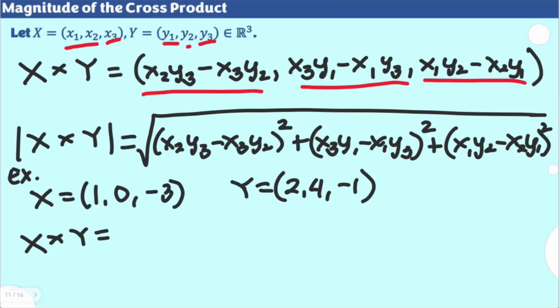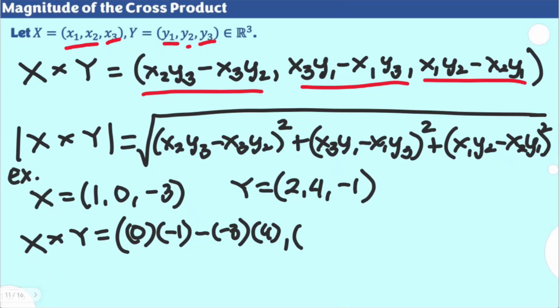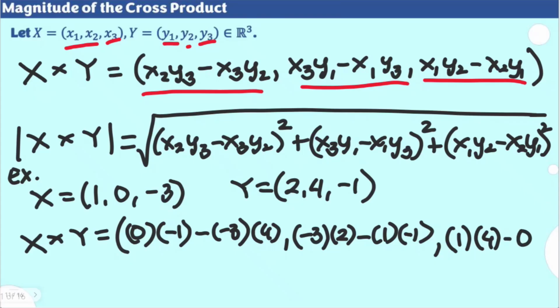For the first component, x sub 2 is 0, times y sub 3, which is negative 1, minus x sub 3, which is negative 3, times y sub 2, which is 4. Then the second component is x sub 3, negative 3, times y sub 1, which is 2, minus x sub 1, which is 1, times y sub 3, negative 1. Then you will have x sub 1, which is 1, times y sub 2, which is 4, minus x sub 2, which is 0, times y sub 1, which is 2.